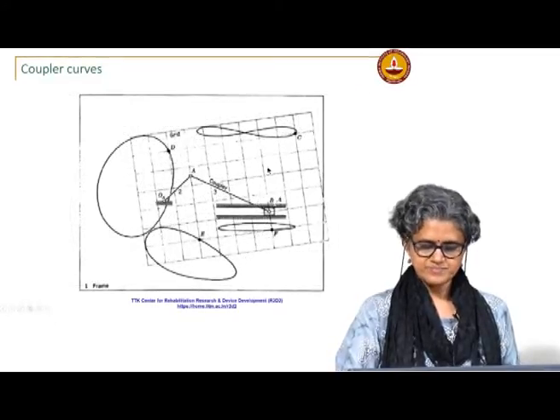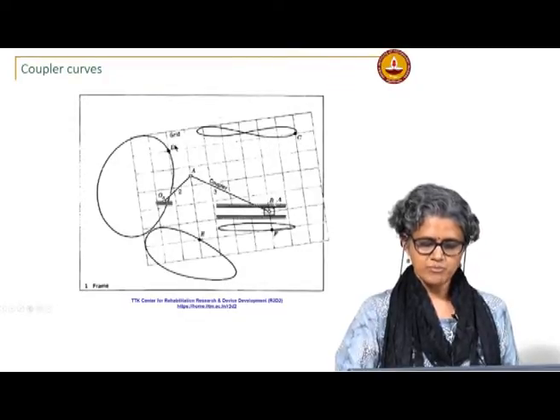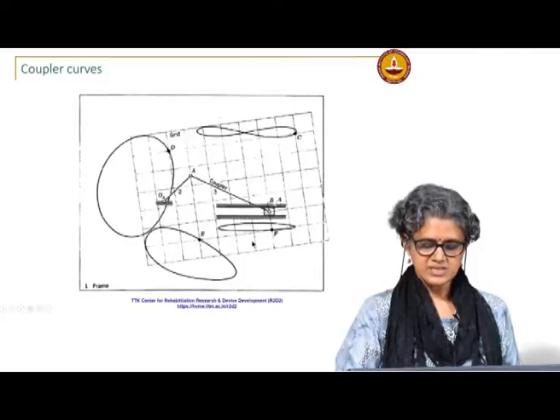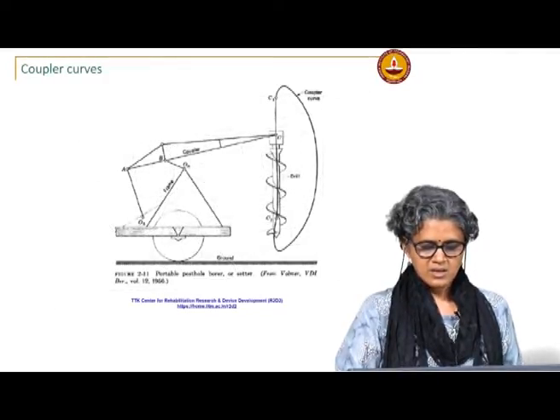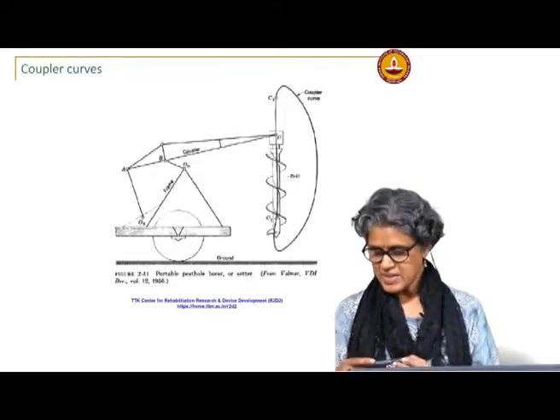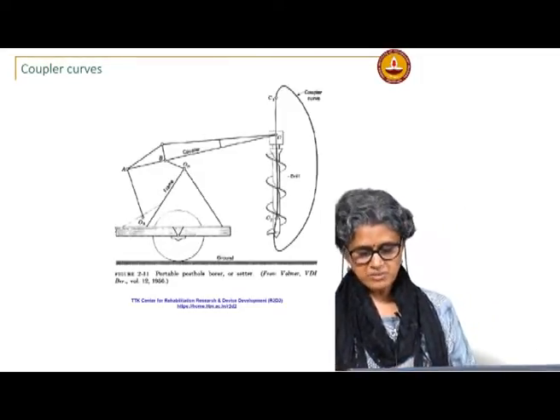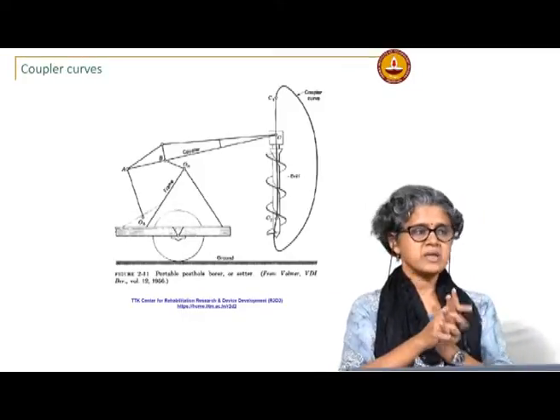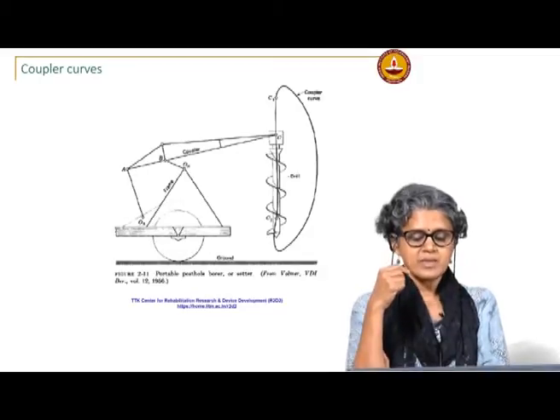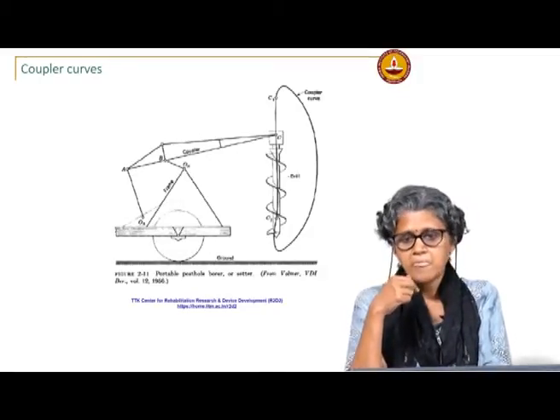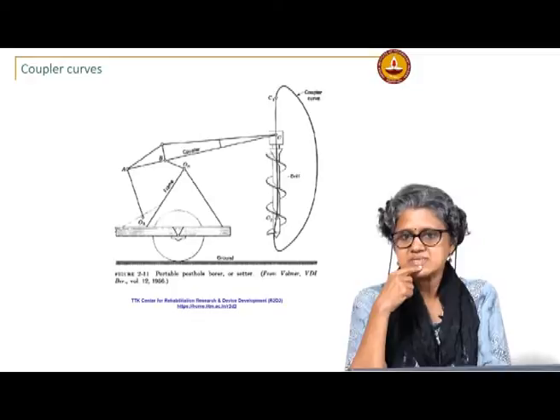Slider crank, again if you look at the coupler, same thing, you have the grid, different points, you again have a figure 8, you can trace different paths. In many cases, the use of coupler curves can enable you, this is a very special application of coupler curves. In many cases, they trace approximate straight line paths.